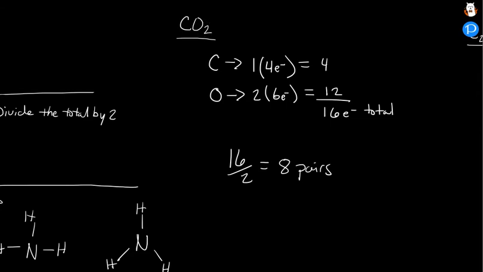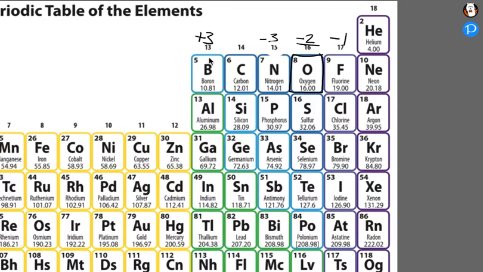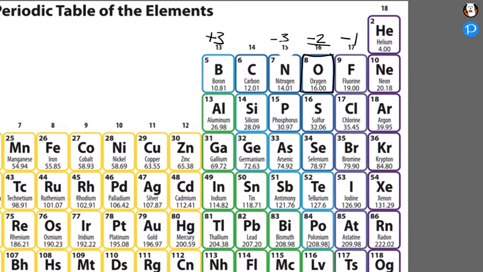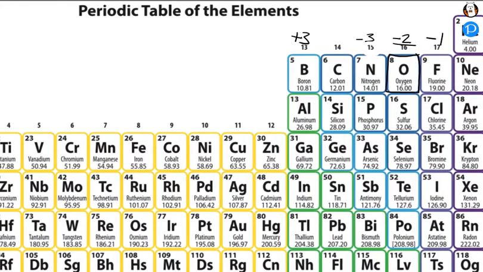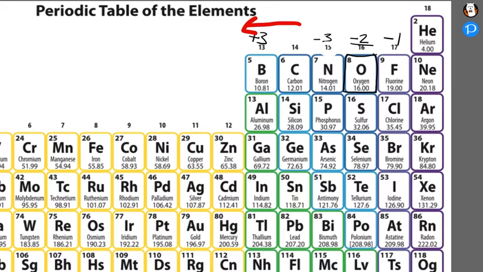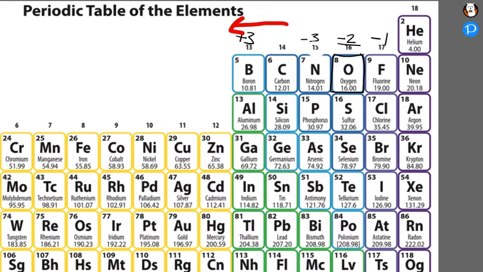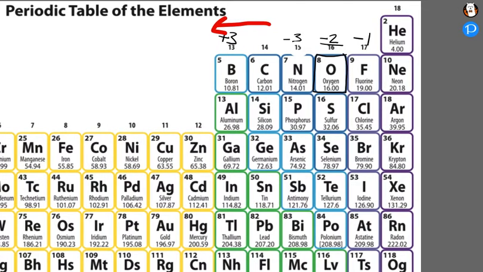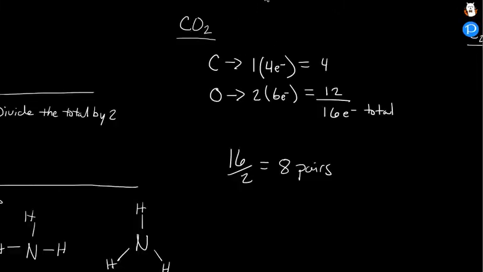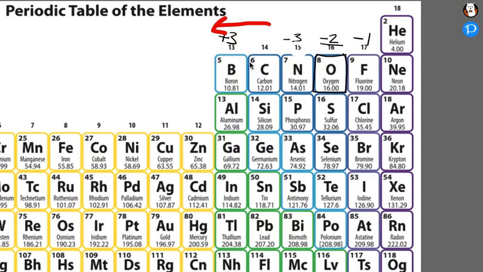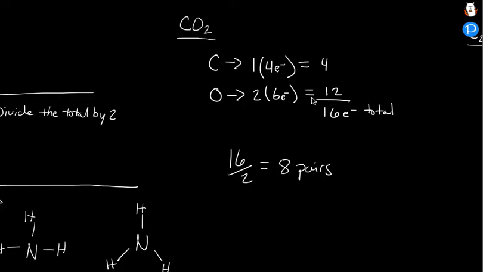Another thing you can use to help you is that typically the element that is furthest to the left on the periodic table is probably going to be the central atom in this case. So if we look at carbon and oxygen, carbon is further to the left on the periodic table, so it's probably going to be in the middle. So let's put carbon in the center.